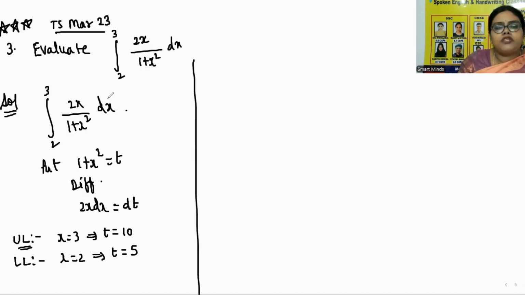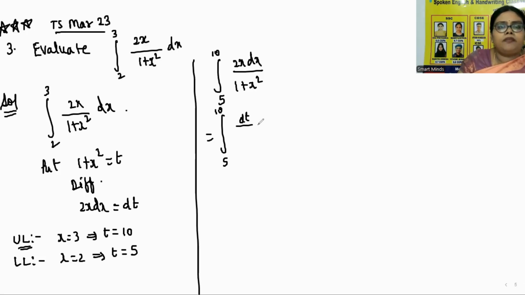Now, how the question transforms, you just see. Integral 2 to 3 will become 5 to 10 of 2x dx by 1 plus x square. Now in the integral 5 to 10, 2x dx can be written as dt, and 1 plus x square can be written as t. So 1 by t dt is log mod t. Apply the limits 5 to 10. So that is log 10 minus log 5.